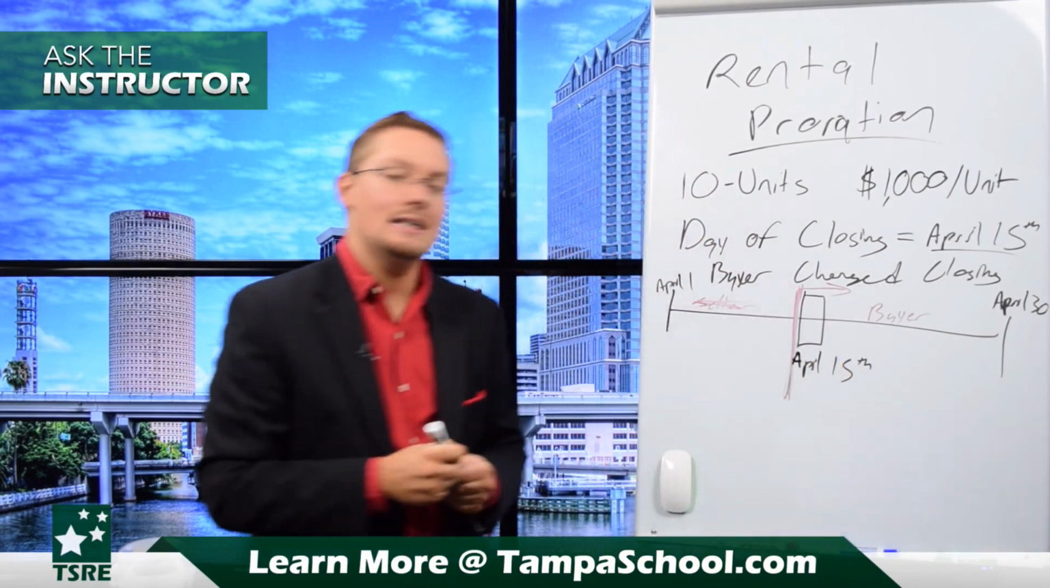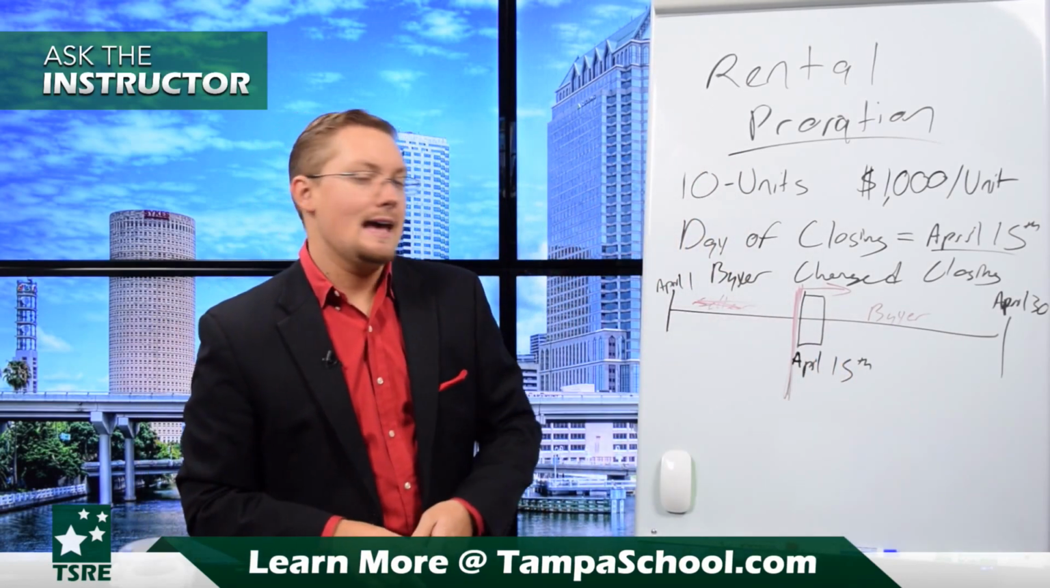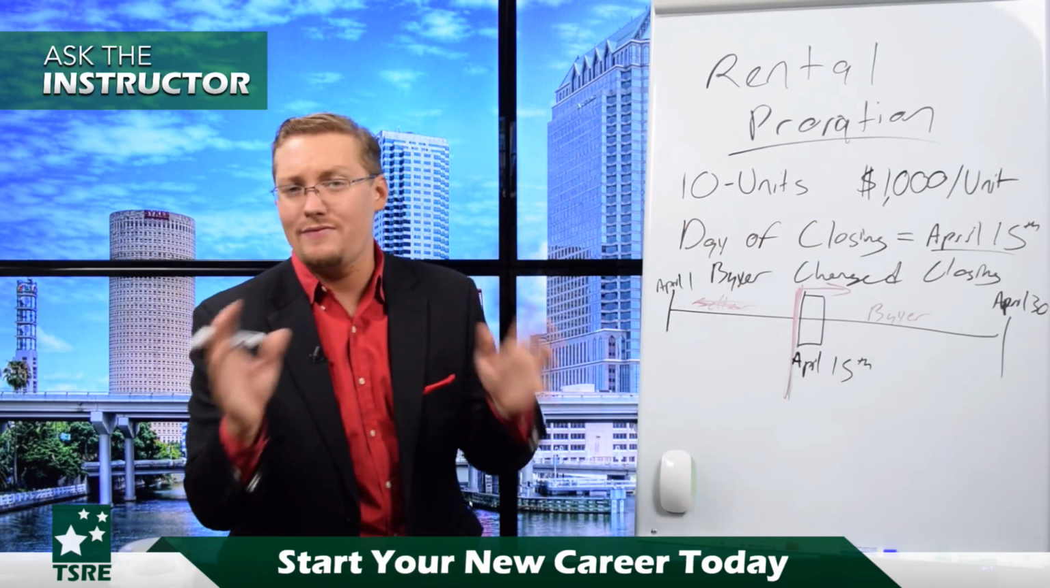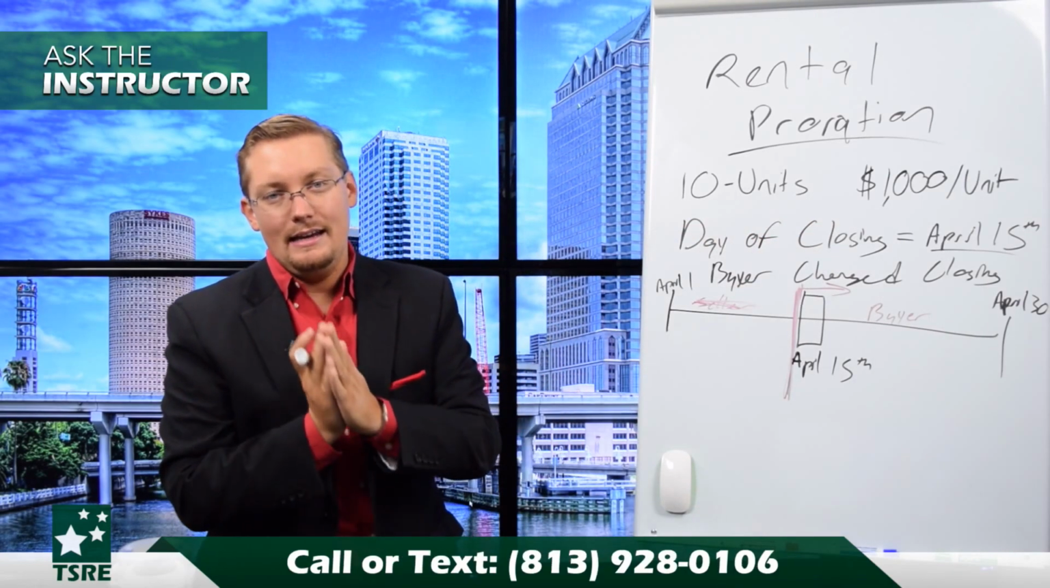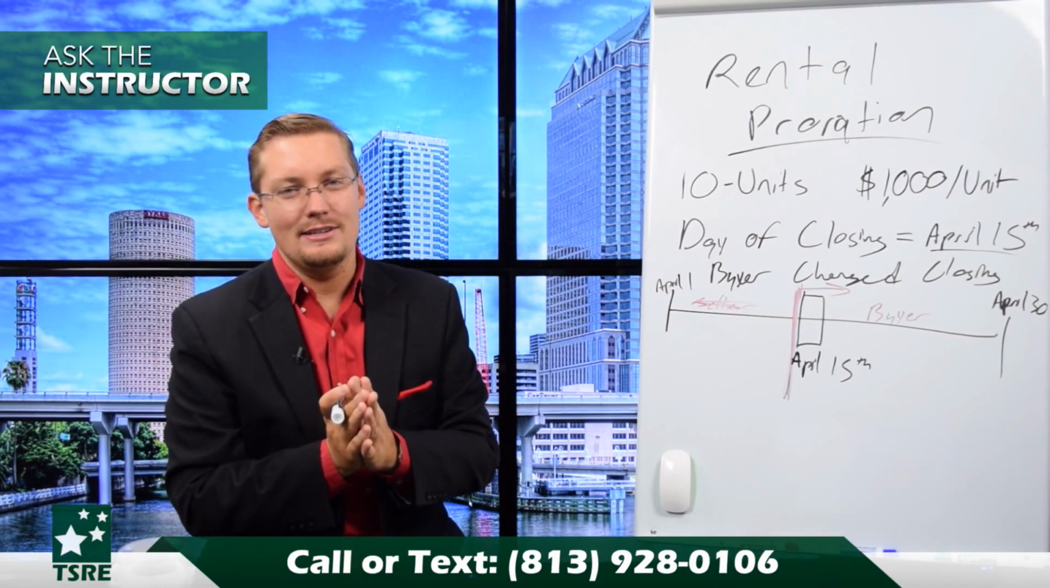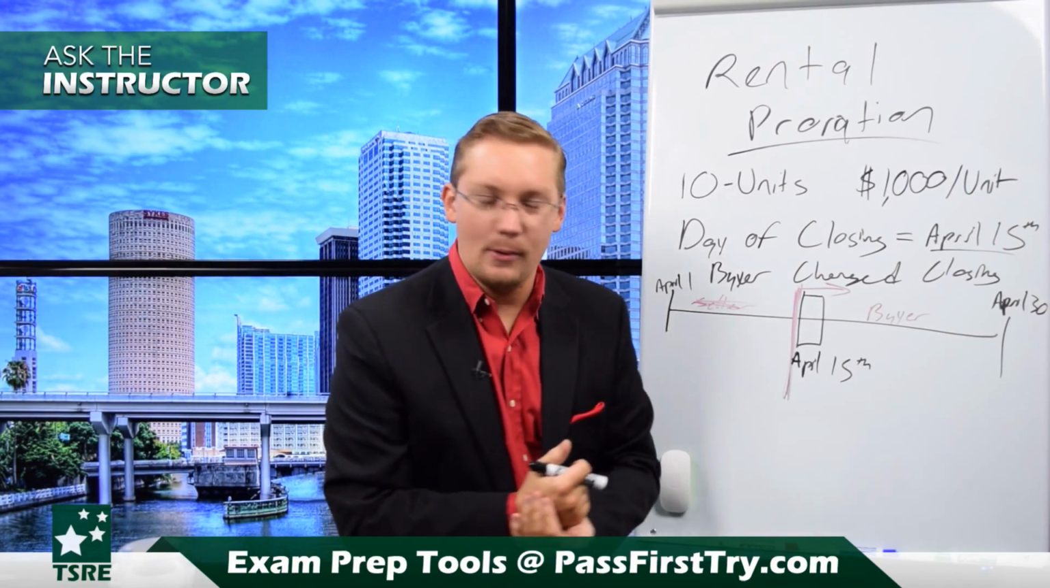This one's actually easier here because it's exactly half of that. We've got 10 times 1,000 gives us 10,000. So this proration is $5,000. And again, I can't stress this enough: count on your fingers. You're like, John, what do I need to count on my fingers for?